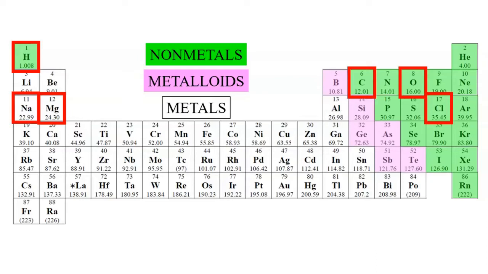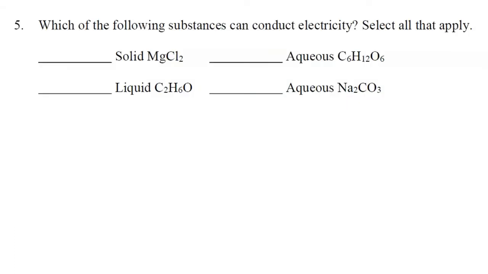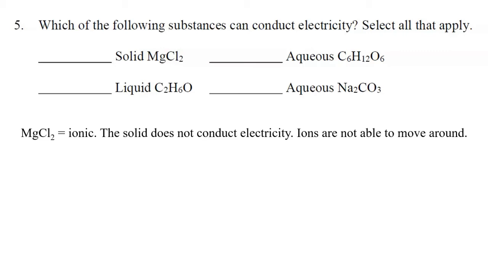Sodium is a metal, so the compounds that contain sodium and magnesium will be ionic, but compounds that only contain carbon, hydrogen, and oxygen will be covalent. So our first example is magnesium chloride, MgCl2. In the solid phase, this ionic compound does not conduct electricity because the ions are not able to move around.